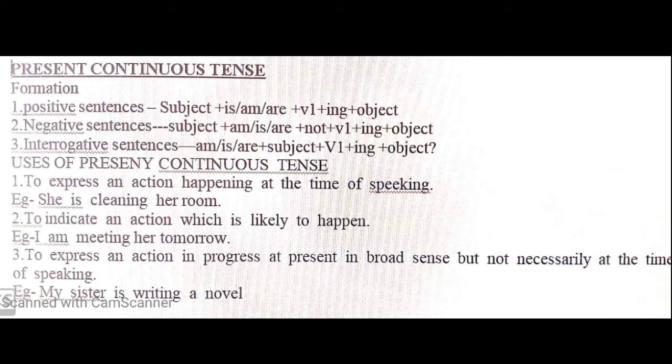Then when can we use the present continuous tense? First one, to express an action happening at the time of speaking. That means any action that is happening at the time of speaking. Example, she is cleaning her room. Then second use, it indicates an action which is likely to happen. Example, I am meeting her tomorrow.